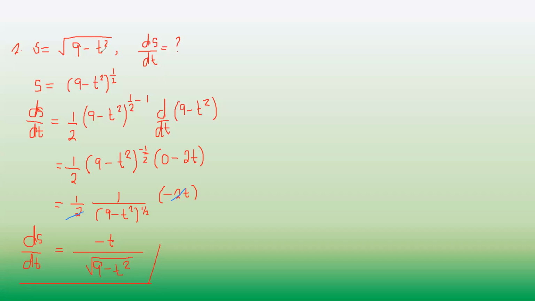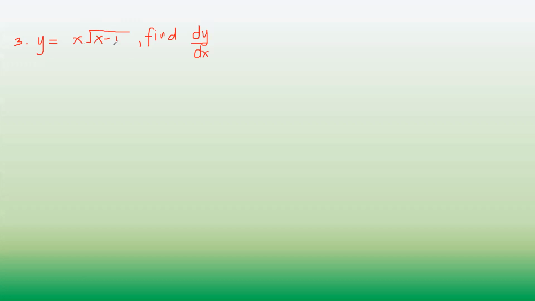Isa pa. Number 3. Say we have y equals say x, then square root na lang ulit. X square root, isa natin sulat, square root of, let's say, x minus 1. So we're going to find dy over dx. Okay. So ito ay x times square root of x minus 1.